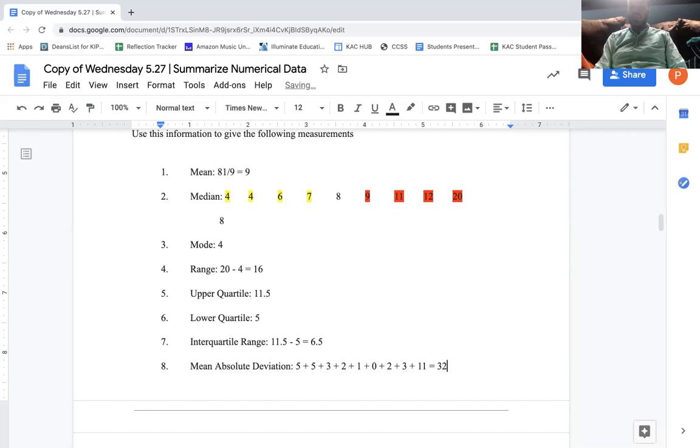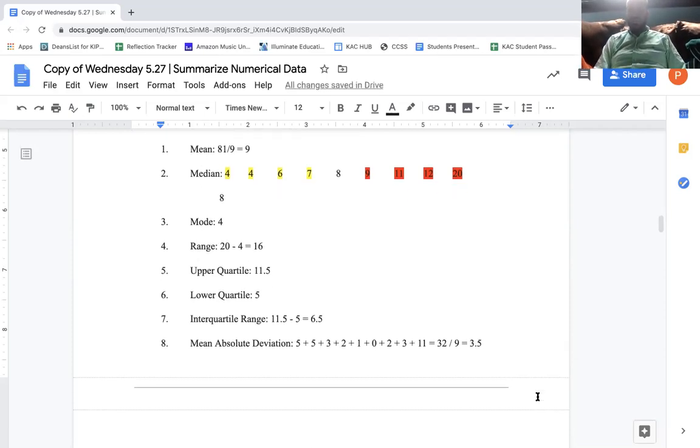32 is not our mean absolute deviation. We still have to divide that by 9 because there's 9 numbers right here. When I plug that into my calculator, I'm going to get a big, long number. 32 divided by 9. I know that I can stop one spot after the decimal, so I'm just going to write my mean absolute deviation as 3.5. I don't have to write 3.555555555. 3.5 mean absolute deviation.